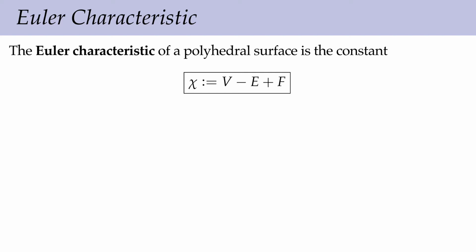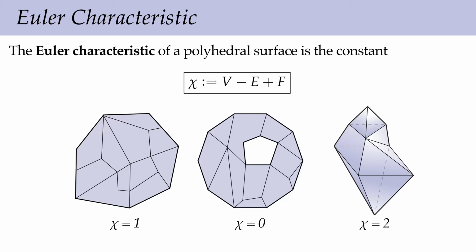So just to give a sense of what this Euler characteristic looks like, for a polygonal disk like we have on the far left, the Euler characteristic is 1. For an annulus like we have in the middle, it's equal to 0. And for a polyhedral sphere like we have on the right, it's equal to 2. And if you want to, you can pause the video here and count the number of vertices, edges, and faces, and you'll find they really do add up to these numbers.